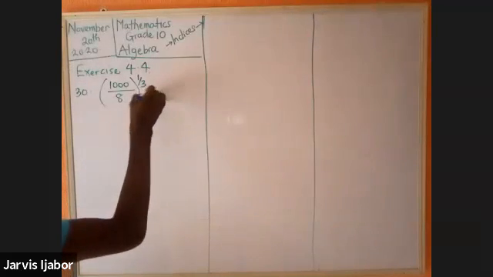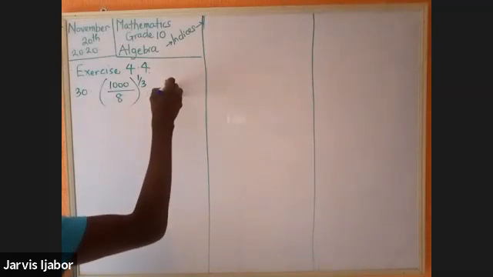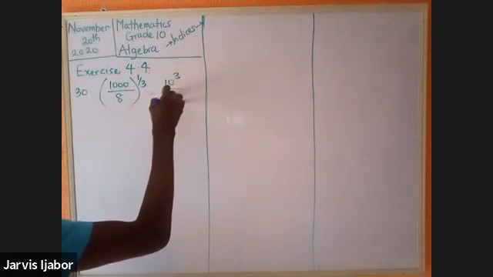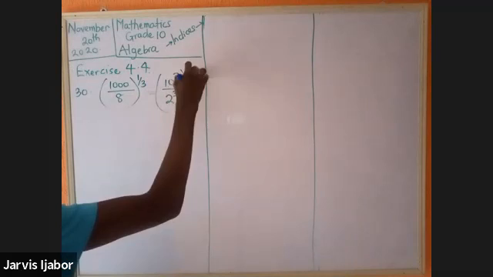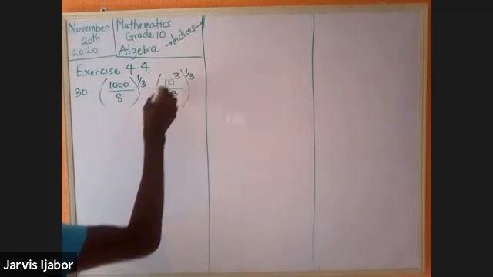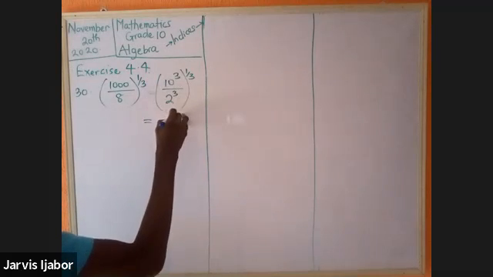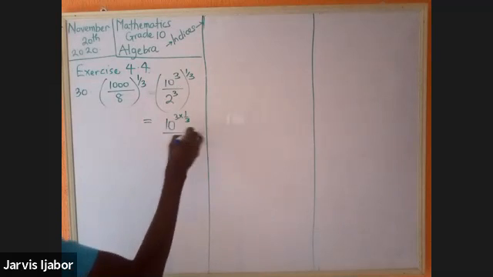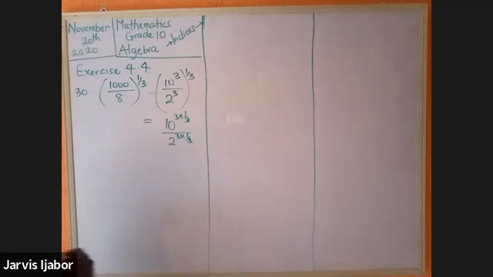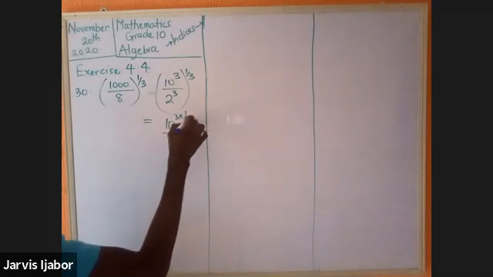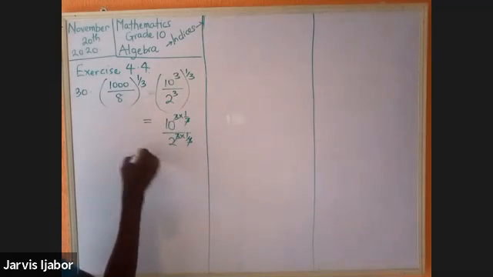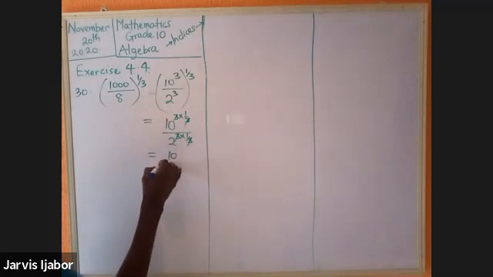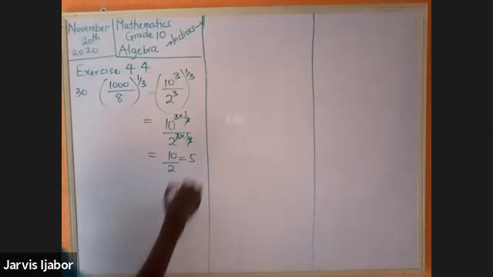So going with that counsel, this will simply be what? 10 raised to the power of 3 over 2 raised to the power of 3, all raised to the power of 1/3. And this will be equal to what? 10 raised to the power of 3 times 1/3, all over 2 raised to the power of 3 times 1/3. And what does that give you? That will simply be 10/2, which will be 5.